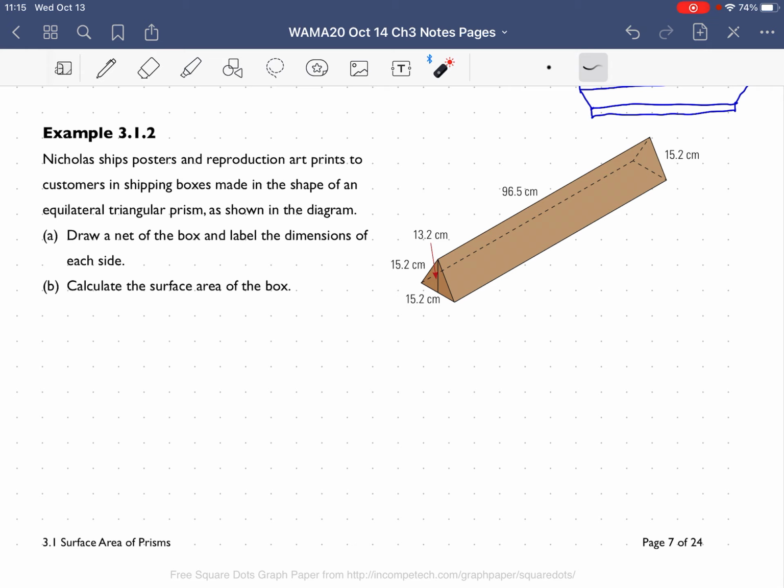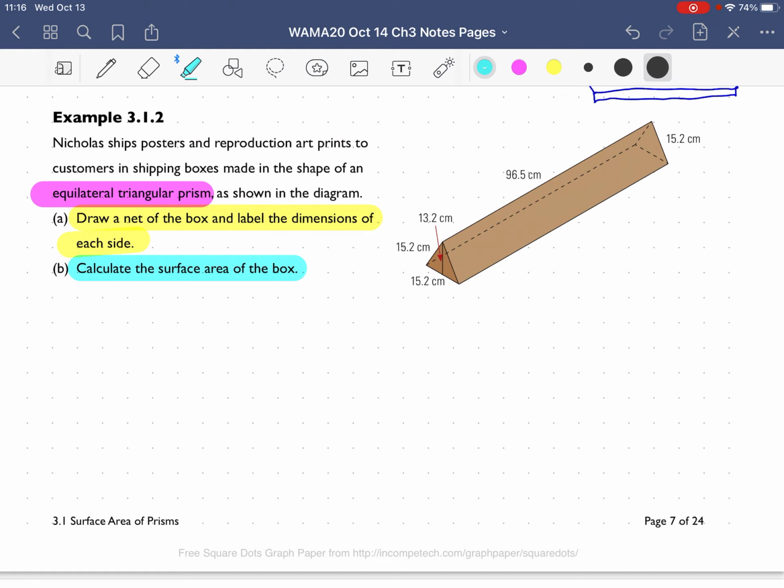Nicholas ships posters and reproduction art prints to customers in shipping boxes made in the shape of an equilateral triangular prism. All right, that's a piece of information. It's nice to know. Equilateral triangle prism, as shown in the diagram. Draw a net, so we're trying to draw a net of the box and label the dimensions of each side. That's our first question. Then our second question is to calculate the surface area of the box.